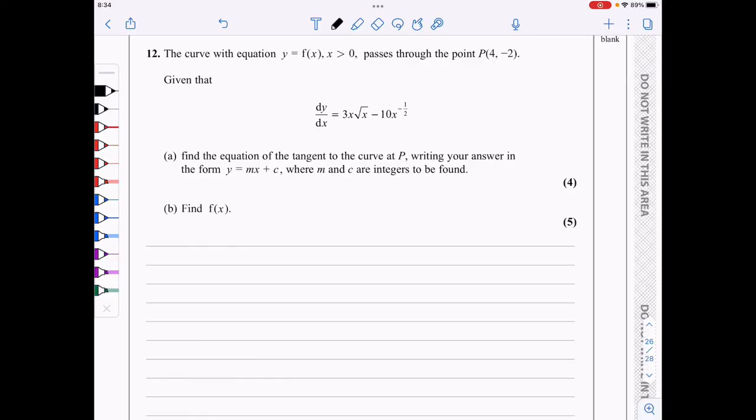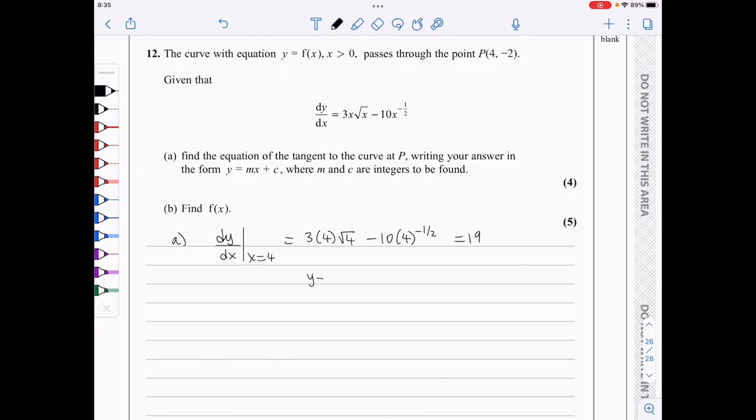Question 12, we're being given the derivative, and we need to find the equation of the tangent to the curve at the point P with coordinates 4, minus 2. So I will start by evaluating the derivative. This will give me the gradient of the tangent at x is 4. So it's going to be 3 times 4 times root 4 minus 10 times 4 to the minus a half. Put everything on the calculator, we get 19.